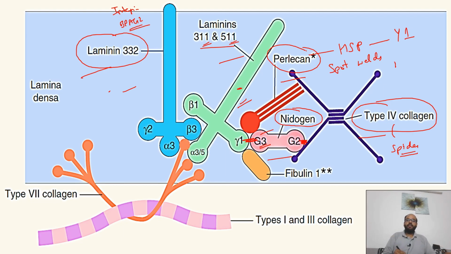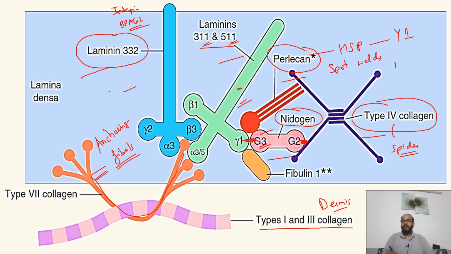Now, the laminins provide further attachment to type 7 collagen, which forms anchoring fibrils. These are the major molecules forming anchoring fibrils. There are other proteins, but this is a major molecule which kind of loops from lamina densa and then goes again inside lamina densa. Okay, and in between that, you have the types 1 and 3 collagen, which are part of the dermis. And that is how lamina densa is attached to the dermis.